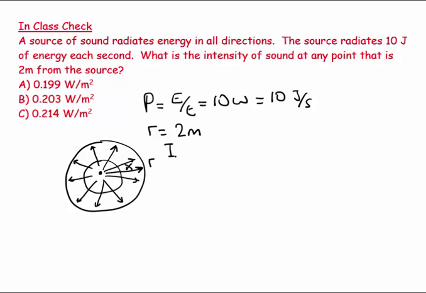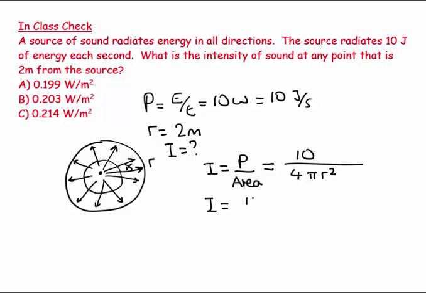So then what is my intensity? My intensity is equal to the power over the area that the energy per second spreads over. So in this case it's going to be equal to 10 over, and the area is going to be 4 pi r squared, of course. And so I is going to equal 10 over 4 pi times 2 squared, which equals 10 over 16 pi.